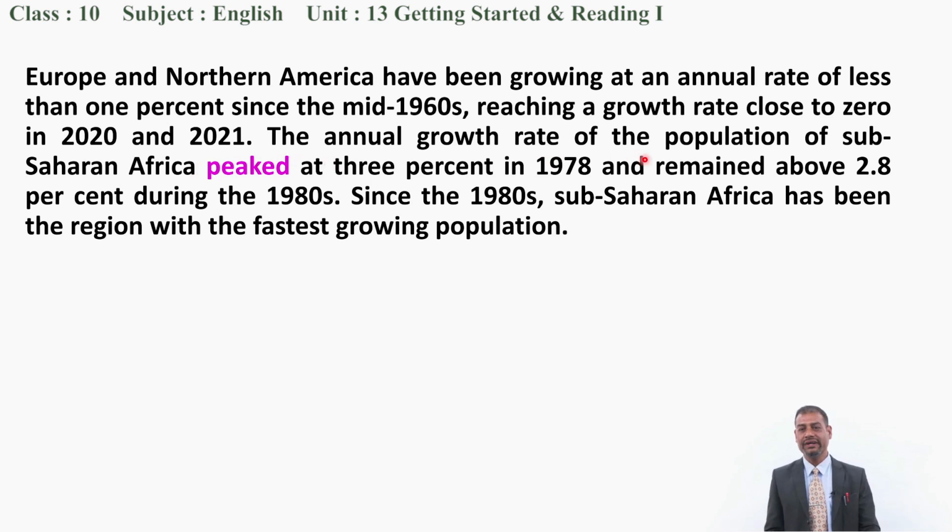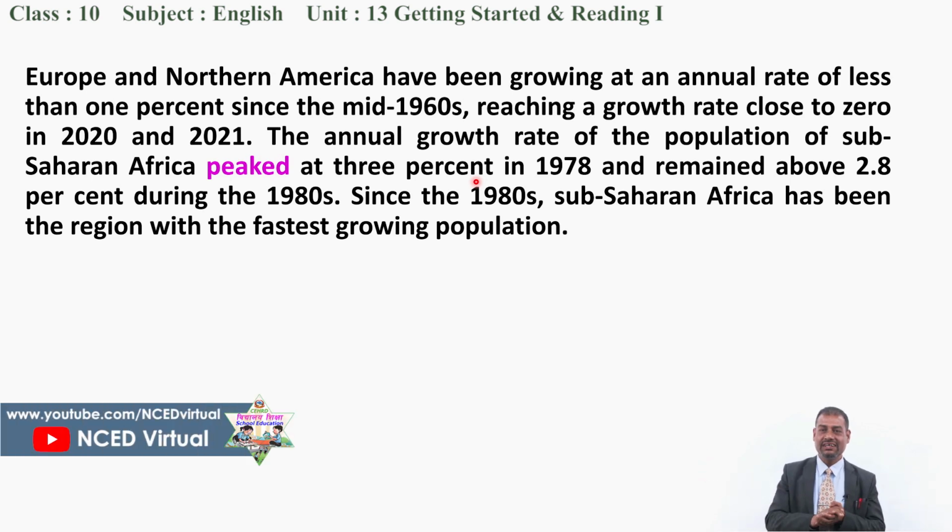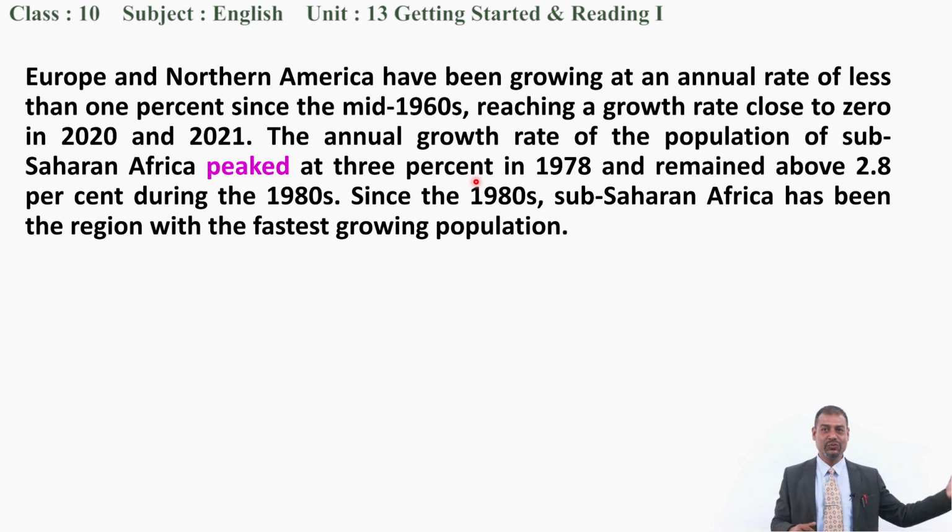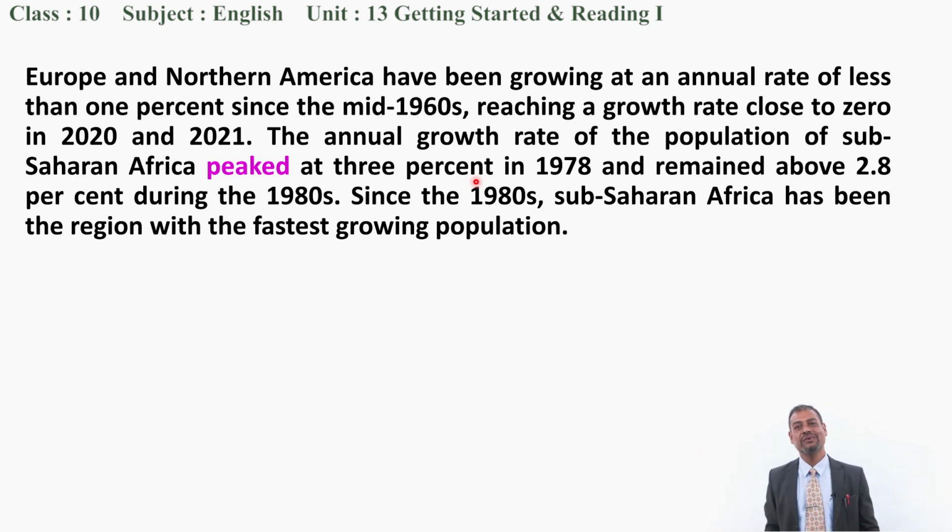The annual growth rate of the population of sub-Saharan Africa peaked at 3% in 1978. But look at the data of population in Sub-Saharan Africa in 1978. See, peaked at 3%, means growing at 3%. All right, so you can find opposite data there. Some parts of the world, less number of population. Some parts of the world, more number of population.